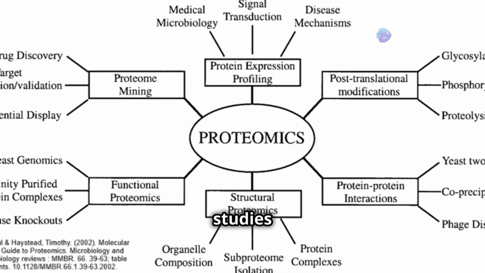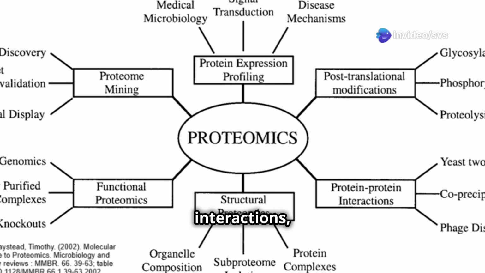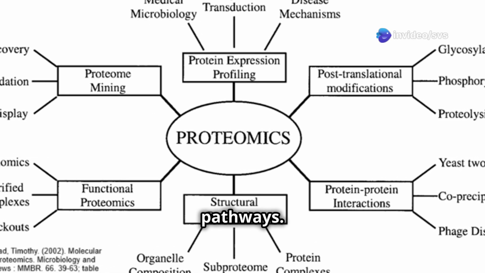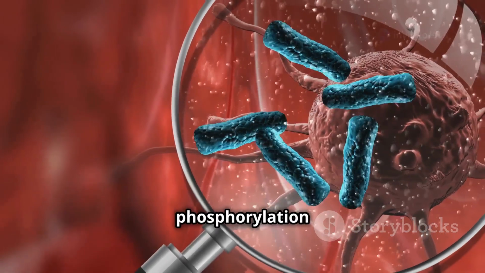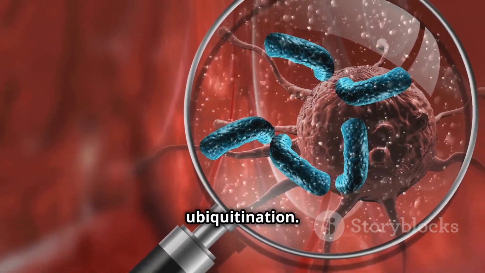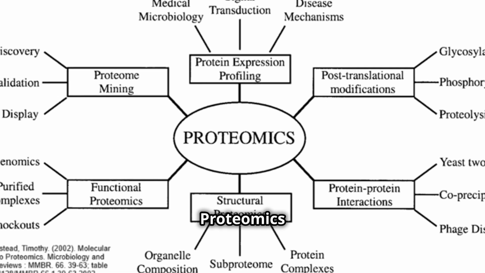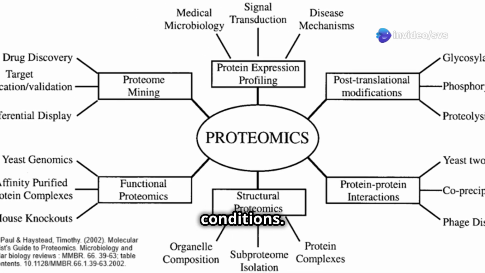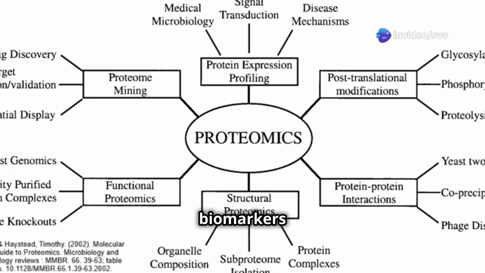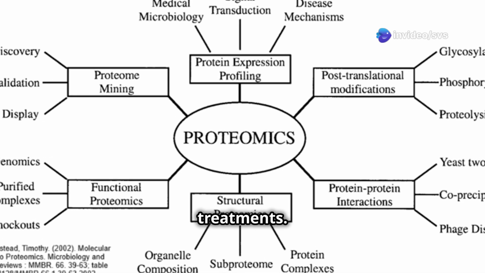Functional proteomics studies protein functions, interactions, and their roles in biological pathways. It explores post-translational modifications, such as phosphorylation and ubiquitination. Expression proteomics analyzes changes in protein expression levels under different conditions. It is often used to identify biomarkers for diseases or responses to treatments.